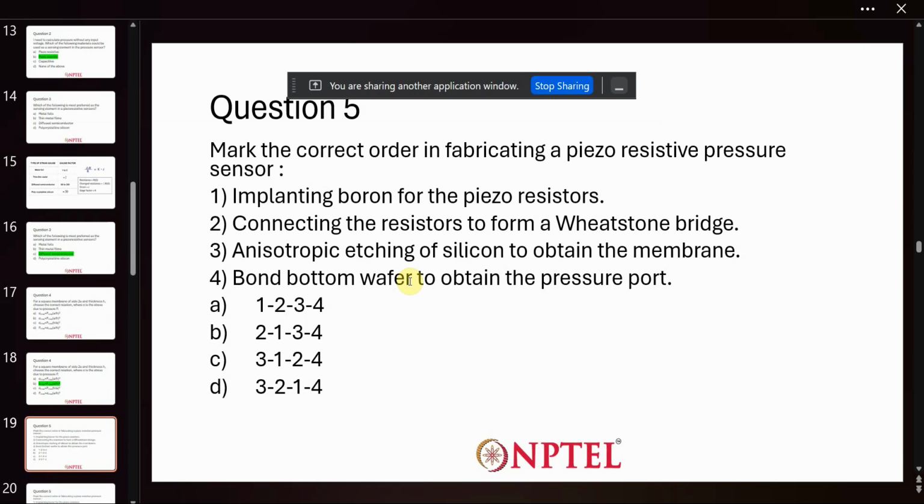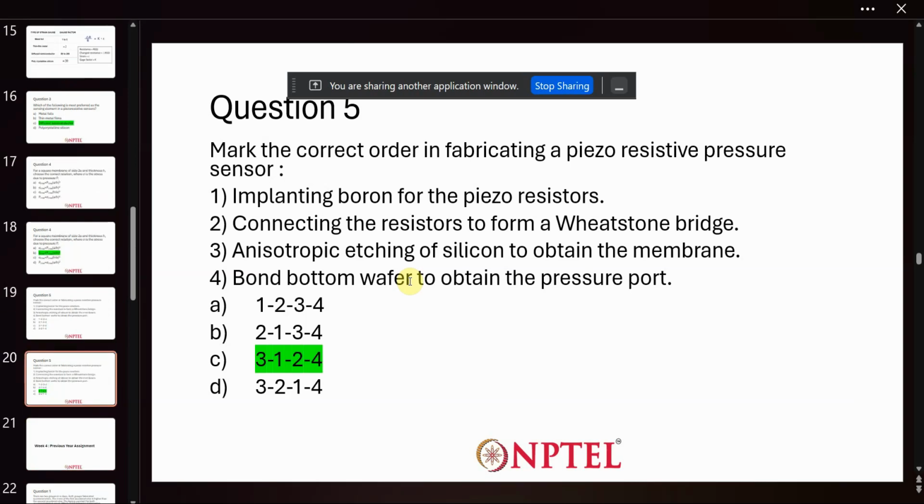After the second step is done, the sensing element, we'll connect the resistors to form a Wheatstone bridge. We'll connect the resistors in such a manner that we know the stationary values for resistance. That is why they are connected in the Wheatstone bridge, and then in the final step you do the bonding to obtain the pressure probe. So these are the steps which are involved.